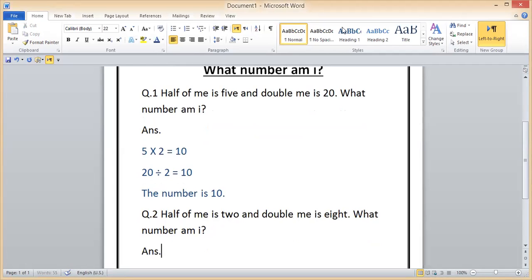Before asking answers from you, I will take Sharif. He is asking some questions in chat. Yes, Sharif, what do you want to ask? Five multiplied by two equals 10, and the whole number gives 20, so 20 divided by 2 equals 10. So what is your question?